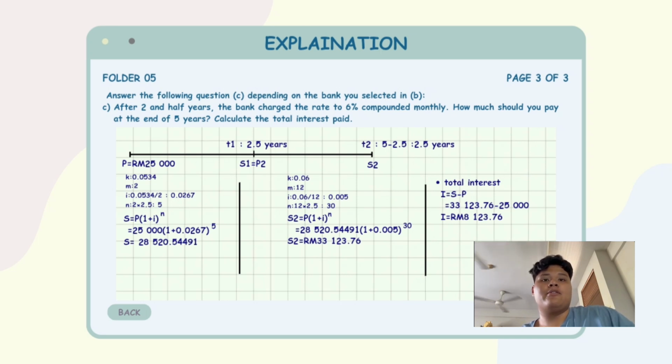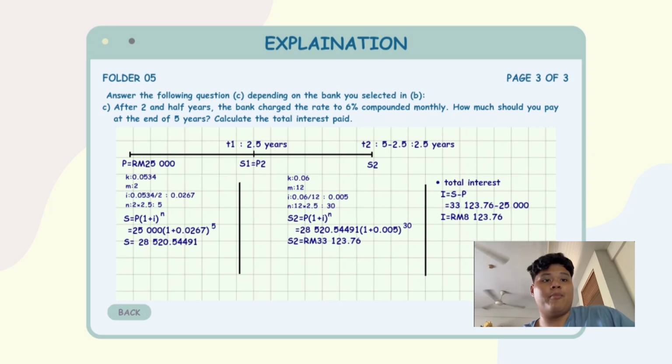Calculate the total interest paid. Because we already calculated the first one, the S1, let's list down the information. K is 0.06, which is after dividing by 100. M is 12 because it mentioned compounded monthly. N is M times T, 12 times 2.5, you get 30. So simply use the same formula and insert it.